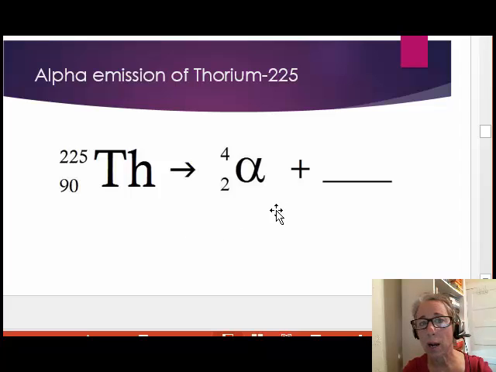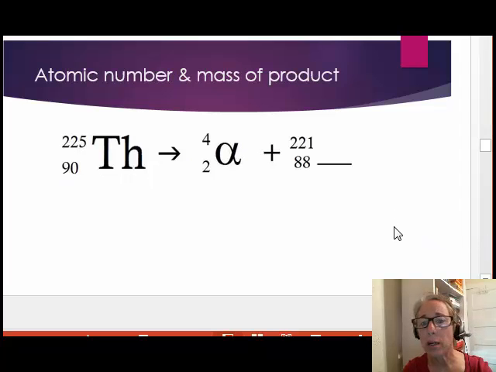On the right-hand side of the arrow, we place the symbol for the alpha particle with a mass number of 4 and atomic number of 2. I also put a plus symbol and a line where I'll fill in the symbol for the isotope that is formed. Since the sum of the atomic numbers must be the same on both sides of the arrow, I know that the atomic number of the isotope formed must be 88, since 88 plus 2 is equal to 90. The mass number of this isotope must be 221, since 225 minus 4 is equal to 221.